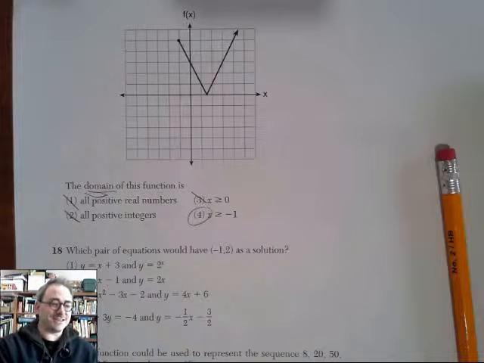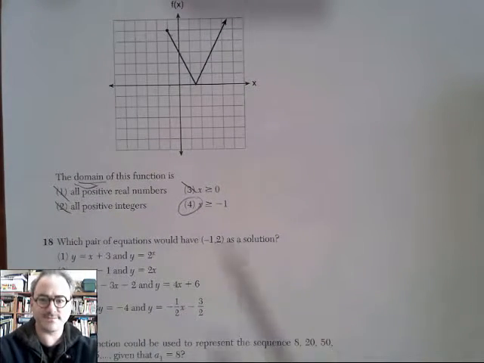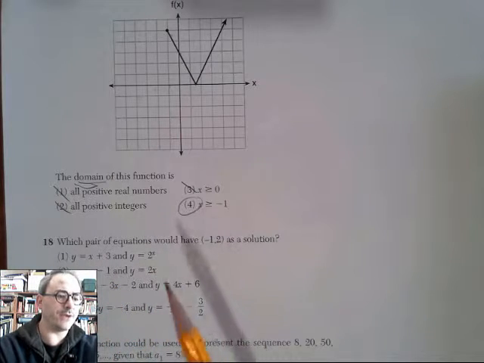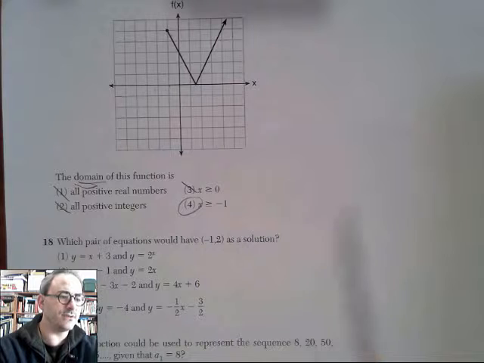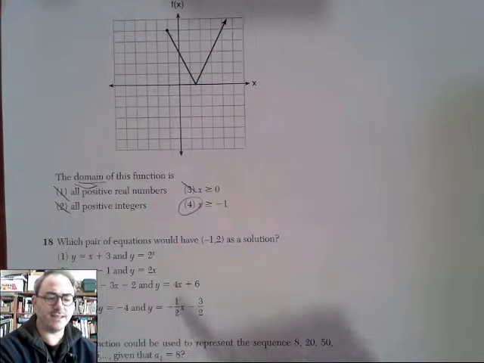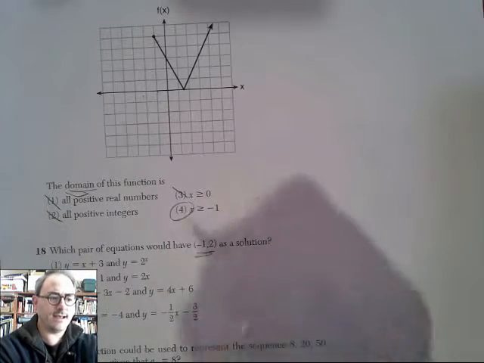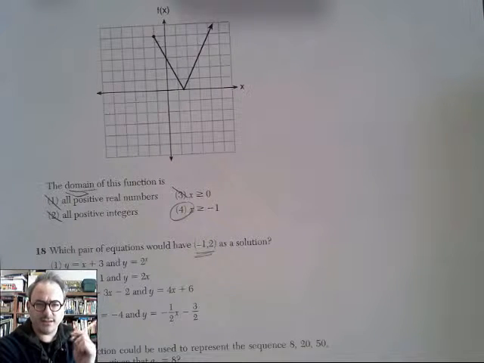So let's do this. All right, question 18. Which pair of equations would have the coordinates -1, comma 2 as the solution? All right, so we're looking for the pair, the two equations that would both have this as a solution.